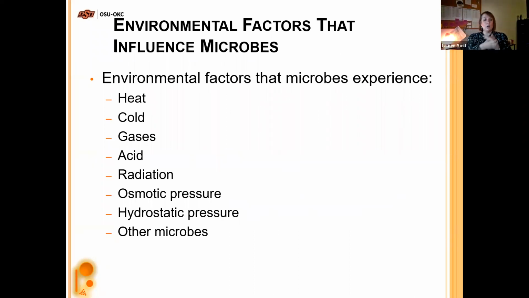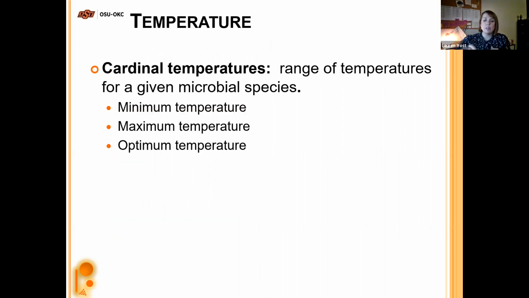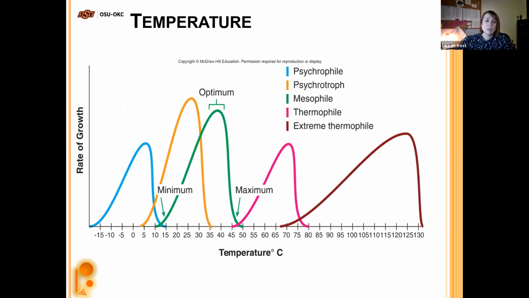Okay, environmental factors that microbes can experience in their environments. Heat, cold, gas, acid, radiation, osmotic pressure, hydrostatic pressure, and other microbes. So how do we deal with temperature? The cardinal temperatures are the range of temperatures for a given microbial species. The three cardinal temperatures we're concerned with: the minimum it'll live at, the maximum it'll live at, and its optimum. Okay. So we're going to talk about each of these.